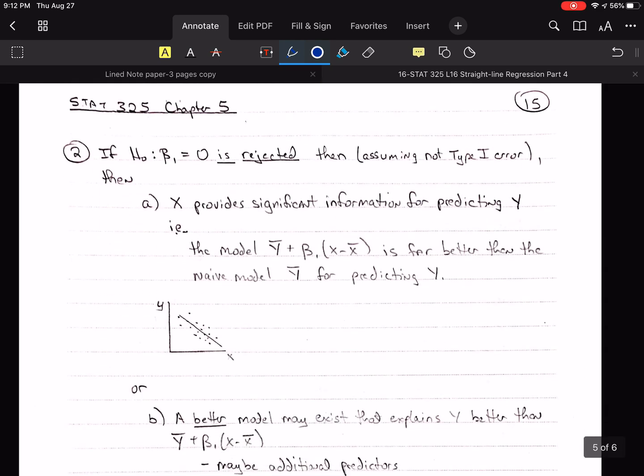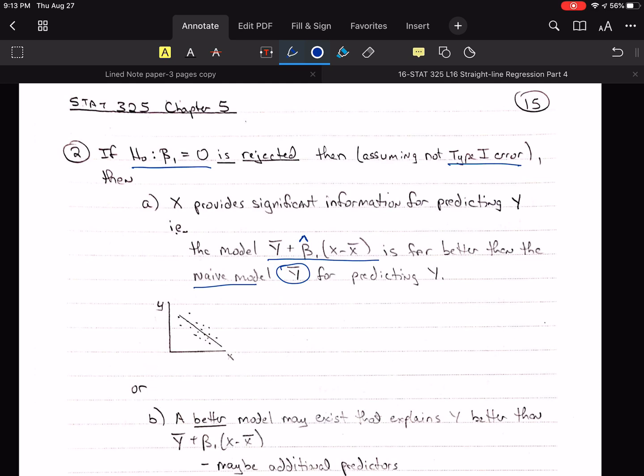Now, if we do reject the null hypothesis that beta 1 is equal to 0, then assuming we don't have any type 1 error, again, we didn't make a mistake here, then X does provide significant information for predicting Y. In other words, the model that we come up with, Y bar plus beta 1 hat times X minus X bar, is far better than what we call the naive model of just using Y bar for predicting Y.